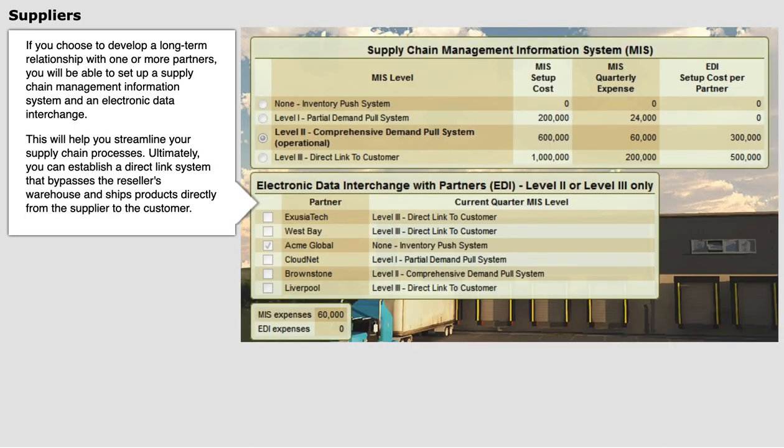If you choose to develop a long-term relationship with one or more partners, you will be able to set up a supply chain management information system and an electronic data interchange. This will help you streamline your supply chain processes. Ultimately, you can establish a direct link system that bypasses the reseller's warehouse and ships products directly from the supplier to the customer.